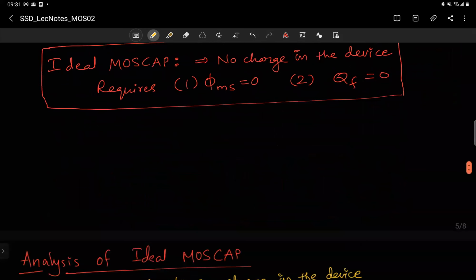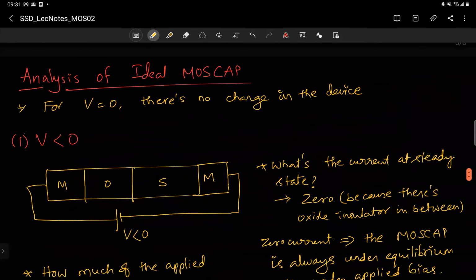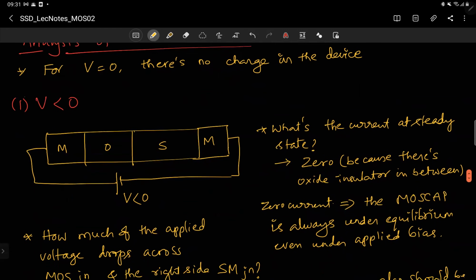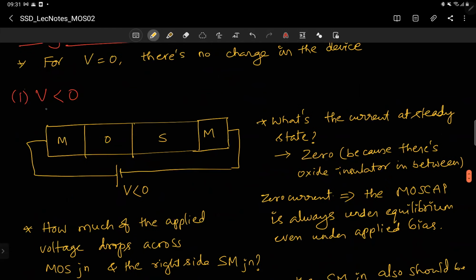So now coming to the analysis of ideal MOSCAP. First let us start with V equal to 0, which we have seen already. There is no charge in the device. That is the definition of ideal MOSCAP. So we have seen how charge is not there for V equal to 0. Then we have to see for V less than 0. All right. So this is the biasing of the MOSCAP. So V less than 0.